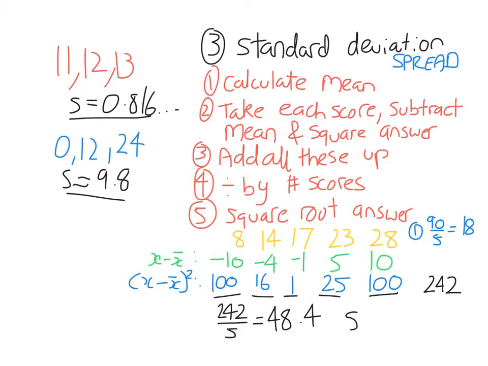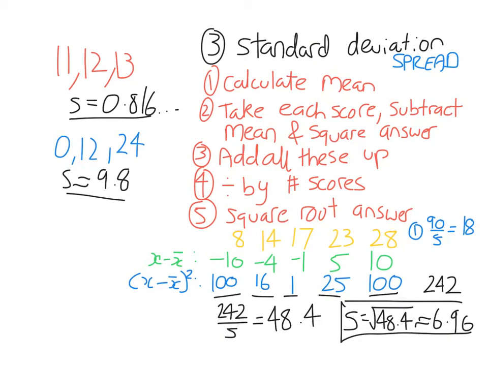So here, our final answer, the standard deviation equals the square root of 48.4, which is approximately 6.96. That's just to 2 decimal places. So what that tells us is that the average distance, I'm using average in quotation marks, the average distance of each score from the mean is 6.96. So it, along with the average, tells you about the distribution of scores.